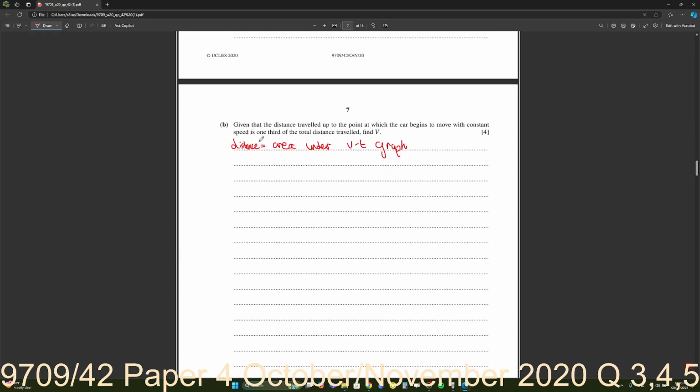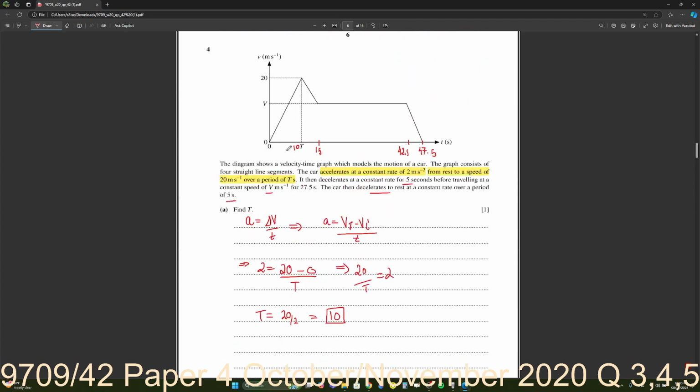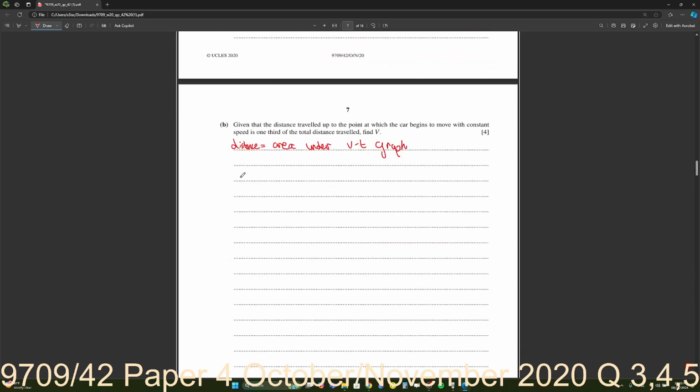They told us that the distance traveled up to the point at which the car begins to move with constant speed is 1/3 of the total distance traveled. Okay, so up to which it moves at a constant speed is from 0 to 15, right? So basically they're trying to say that x 0,15 is equal to 1/3 of the total distance. Let's just say x total.